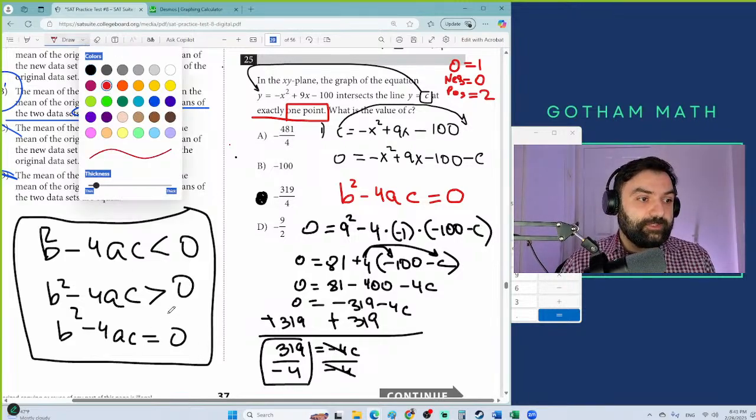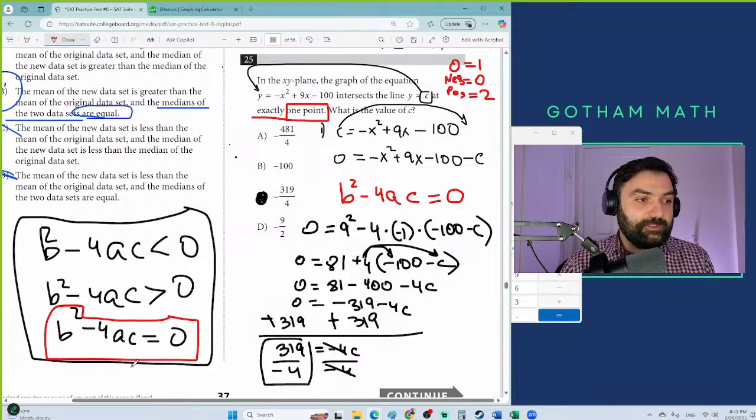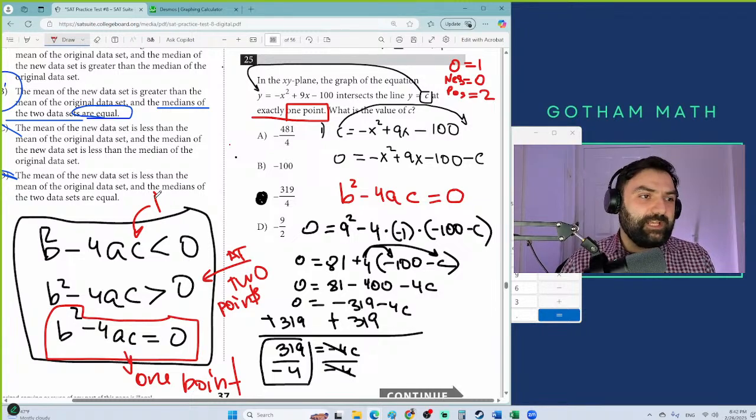For this one, they will say one solution or intersect at one point. Here they will say intersect at 2 points. Here they will say they won't intersect, or no solutions, or no real solutions. Something will indicate that they're not going to intersect.